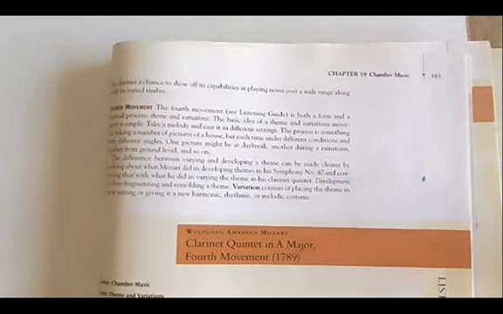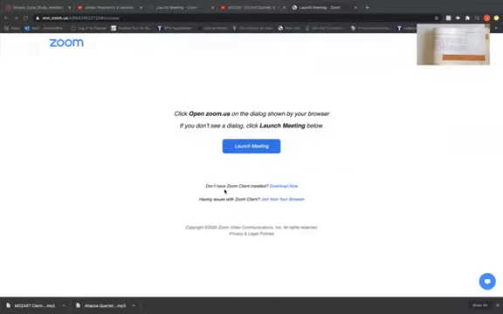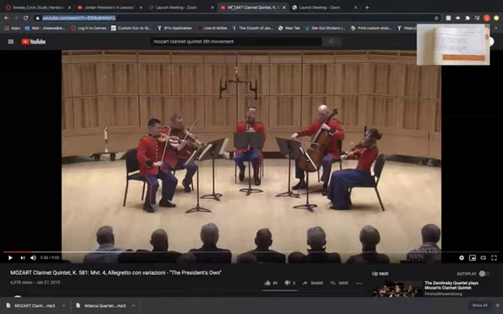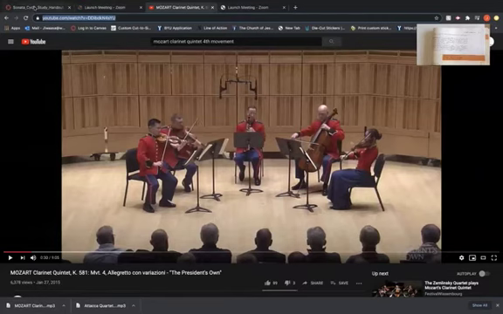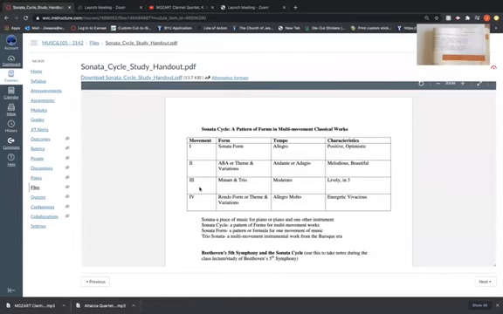I just want to screen share for a second here. Let's go look at our sonata cycle handout. This is that thing that we showcased the other day. And look, the first movement is the sonata form. The next movement is a simple ABA kind of thing, like the one in this, or it could be a theme of variations.